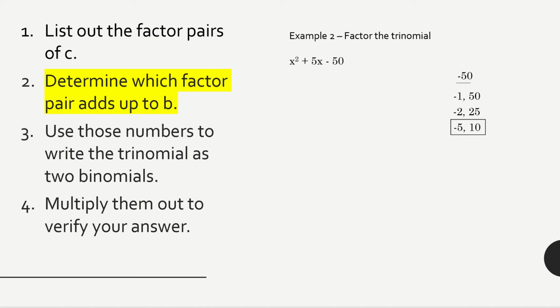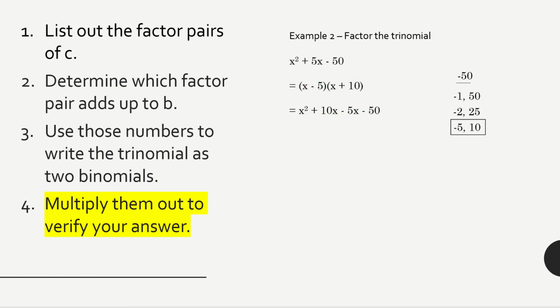So then once we have those numbers, we're going to use them to write the trinomial as two binomials. The two numbers were negative 5 and 10, so the binomials would be x minus 5 times x plus 10. Lastly, we're going to multiply out the binomials to verify your answer. So I'm going to distribute this x to these two terms right here. x times x is x squared, x times 10 is 10x. Then we're going to distribute the negative 5 to these two terms. Negative 5 times x is negative 5x, and negative 5 times 10 is negative 50.